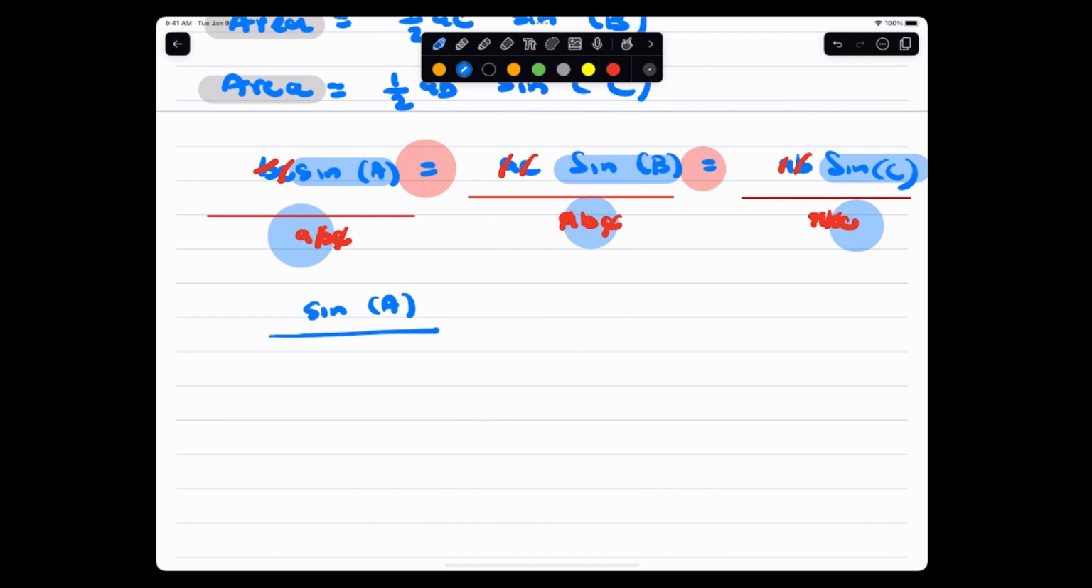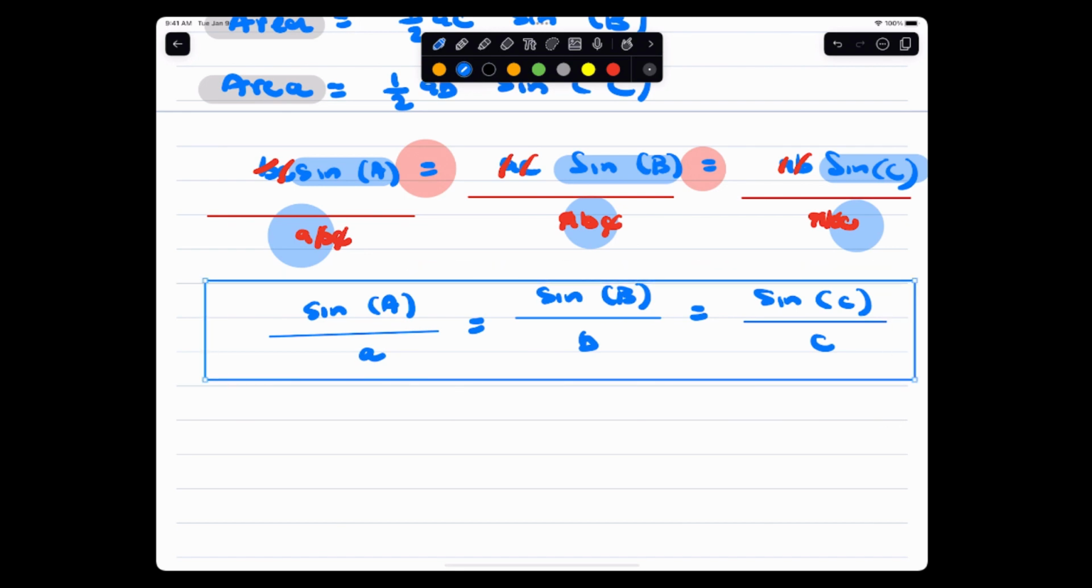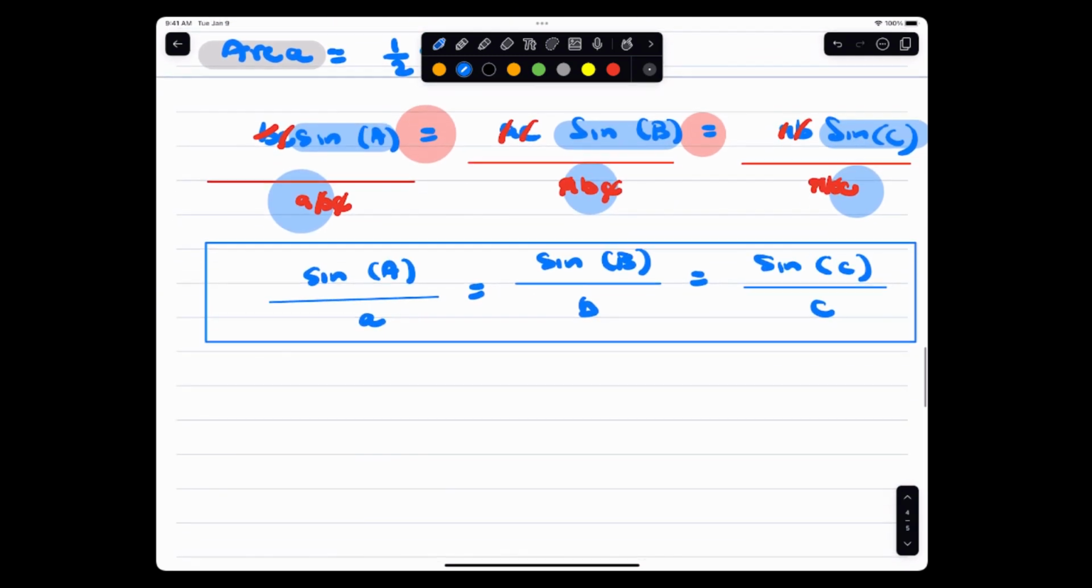Sine A over A equals sine B over B, which is sine C over what? Over C. And ladies and gentlemen, do you guys know what this is known as? You know what I just showed you guys? This is called law of what? Law of sines. So I've derived for you the law of sines.